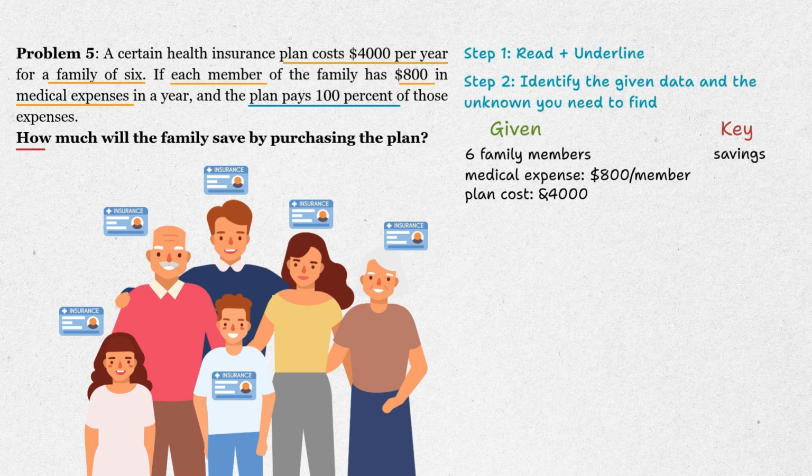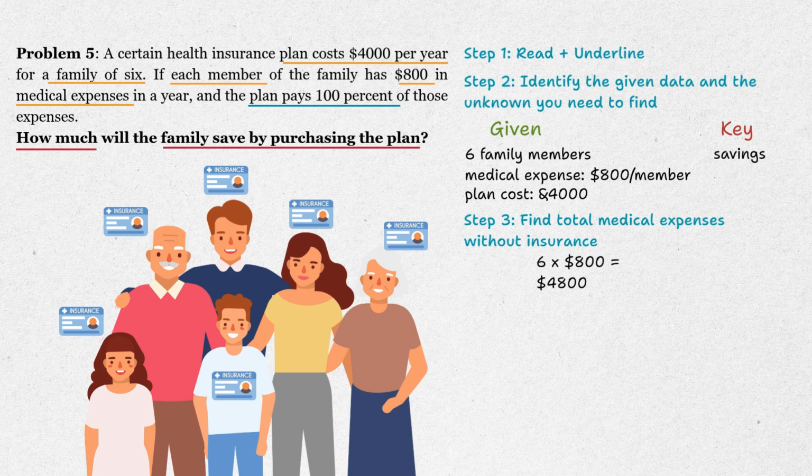Now, move to the question and box the word save. This word tells us what operation we'll use. We'll subtract the smaller total from the larger one to find how much money the family saves. Let's start by finding the total cost if the family did not have insurance. There are 6 family members, and each spends $800 on medical bills. Multiply 6 times 800 equals 4,800. So without insurance, they would spend $4,800.